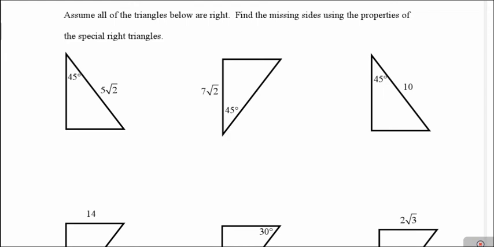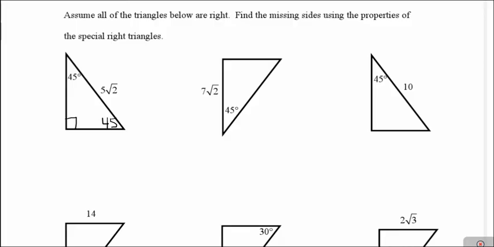Okay, so in these examples, it says to assume that all of the triangles below are right triangles. Find the missing sides using the properties of the special right triangles that we just talked about. So this first example is an example of a 45, 45, 90. We know that this would be our 90-degree angle, and then the other missing angle would have to be 45. We're given the hypotenuse, and it's asking us to find the other two missing sides.